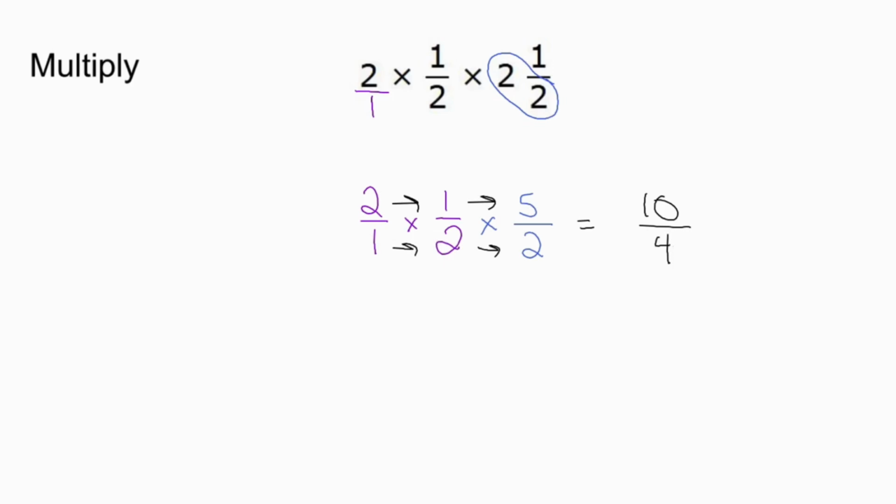Now, if you look at that, you'll notice I could simplify that. Those are both even, so I'm going to divide the numerator and the denominator by 2. And that fraction simplifies to 10 divided by 2 is 5, 4 divided by 2 is 2, 5 over 2. But here's the other thing. This is still an improper fraction. I need to turn it back into a mixed number.